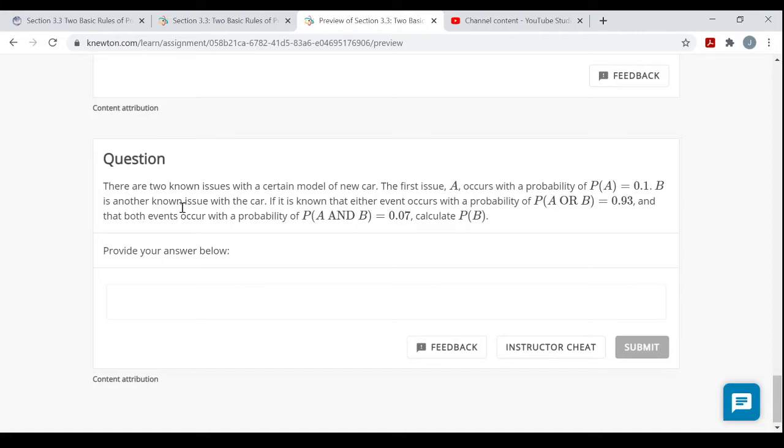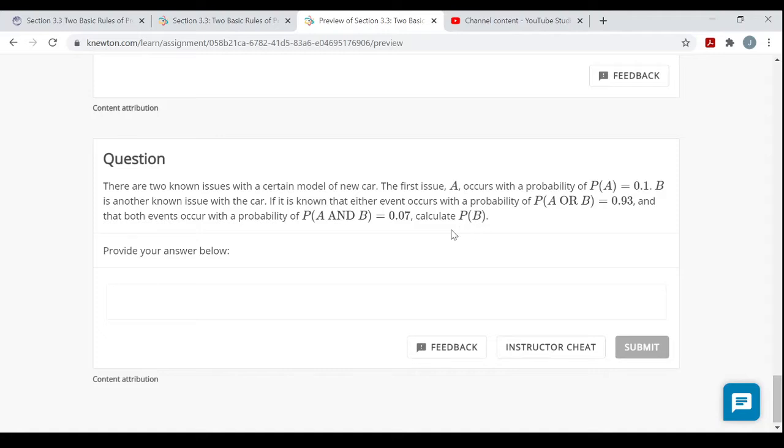B is another known issue with the car. It is known that the probability of A or B occurring is 93%. So this is the probability that one occurs or the other one occurs or both of them is 93%, 0.93. And that both events occur with probability of 0.07. The probability that they both happen on the same car is 7%. What would be the probability that issue B happens on a car of this model?